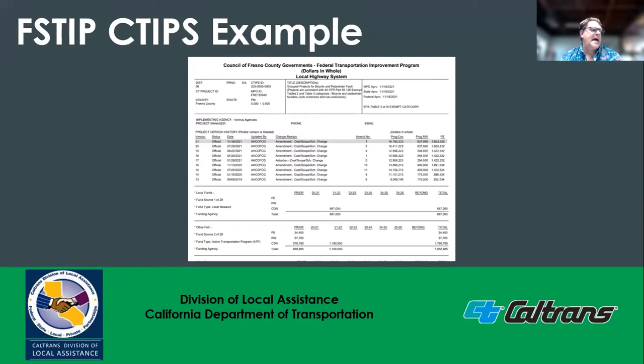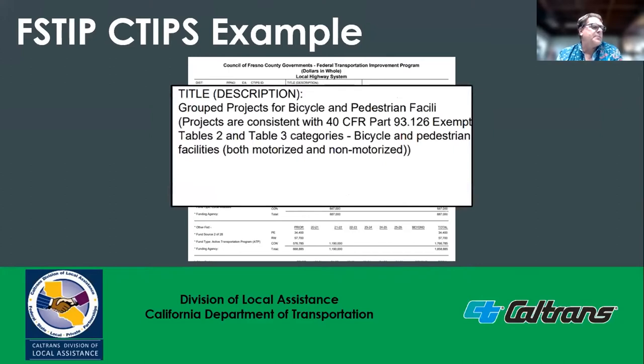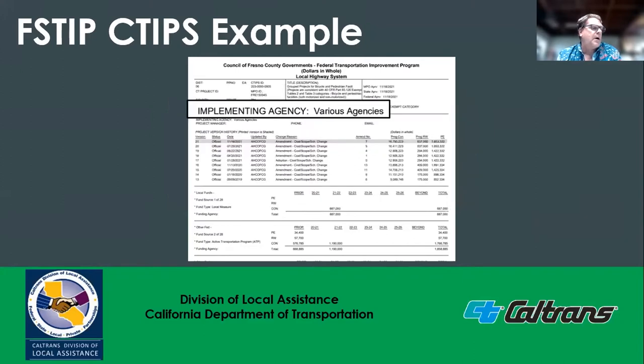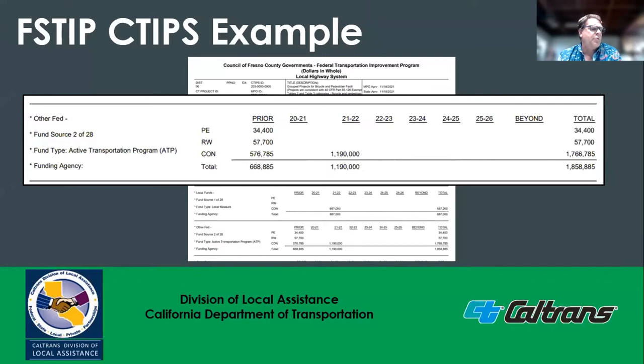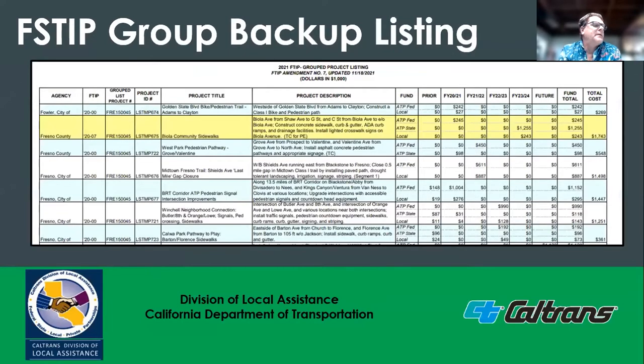Projects still have to have the basic elements of an individual project. A group project description describes the group of projects covered by the listing. Sponsor, with a group listing, it's not unusual to see various agencies as the sponsor. But the key difference is that funding is programmed only under construction. And group listed projects are required to have a backup listing. This listing will identify the details of the individual projects, including description, project sponsor, total federal funds, and federal fiscal year.